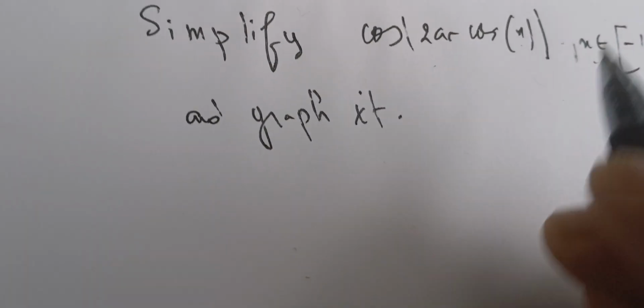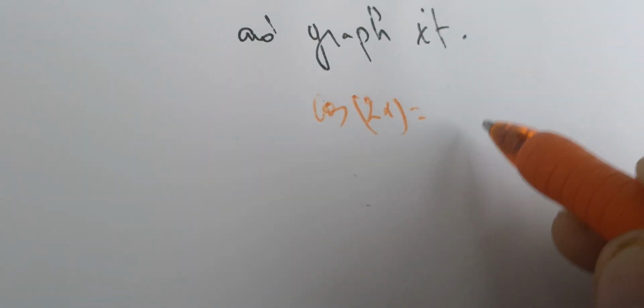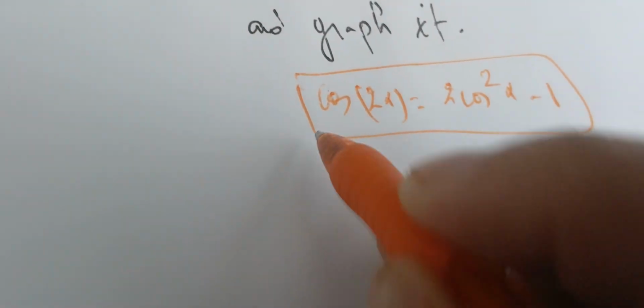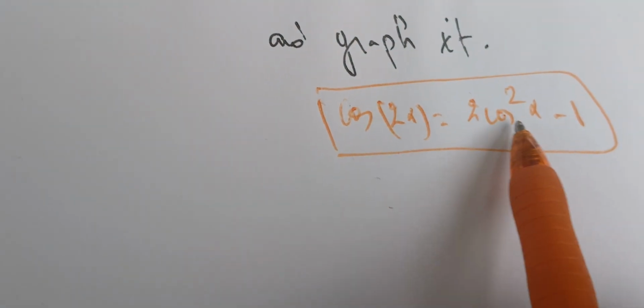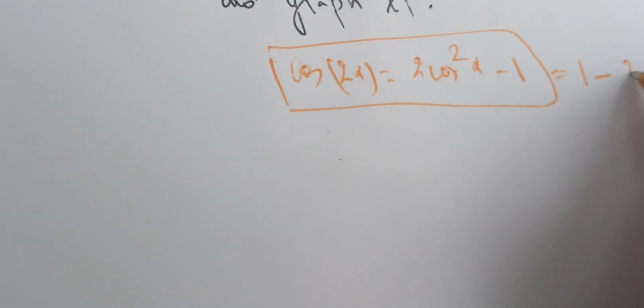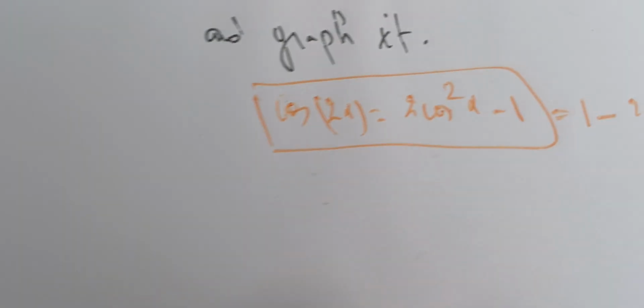Another key idea that we're going to use is the double angle formula. Cosine of 2 alpha is 2 cosine squared of alpha minus 1. When we need the cosine, we write it this way. When we need the sine, we write it as 1 minus 2 sine squared of alpha.